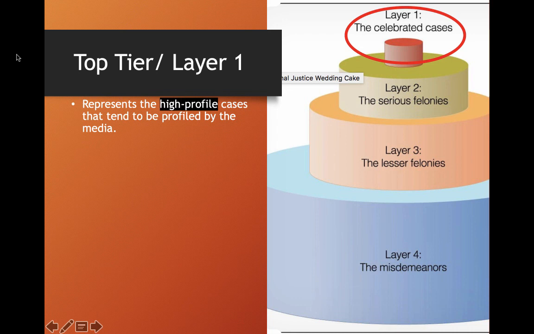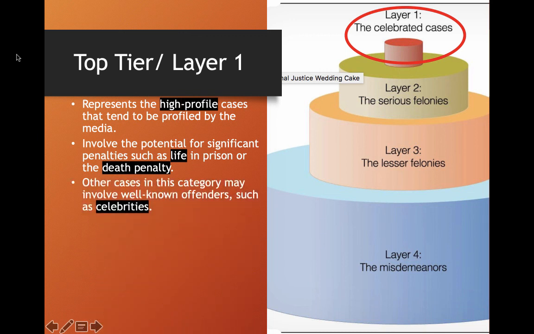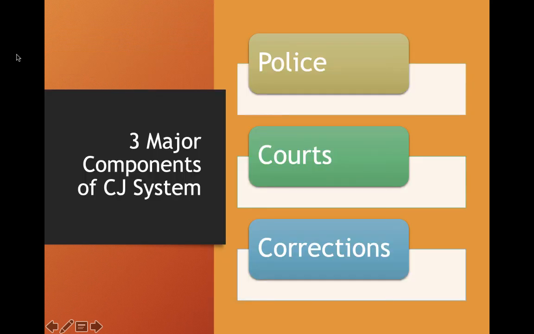However, everybody thinks by watching TV, if you're not working in the criminal justice system or don't know somebody, you don't understand what it is. So you think that little red top layer is huge, when in reality, it's very, very small. They often involve serious cases where the death penalty is on the table or life in prison is on the table. They're well-known offenders or celebrities. Can you think of an example of one of these layer 1 celebrated cases?